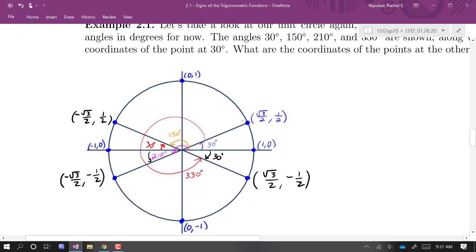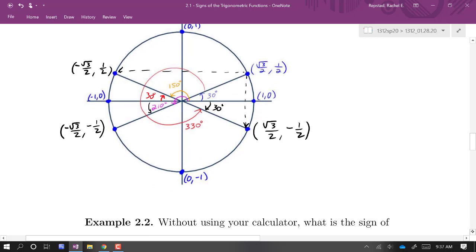Right, so in the second quadrant, this is just a reflection across the y-axis. Down here, this is just a reflection across the x-axis. And the 210 degrees over in the third quadrant, you just do both, and you reflect it across the x and the y. You could also say we reflect it across the origin. It's just like 180 degrees across.